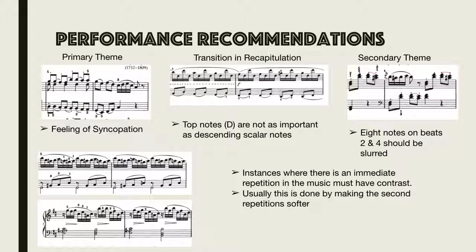Bum, bum, ba-dum. Finally, we have the internal repetitions that we keep running across during this piece. When you have two things that are immediately repeated, you have to create contrast. The two examples that I have on the left should be done as a cadential echo would be done, where you have the first repetition be loud, and the second repetition should be softer, significantly so.